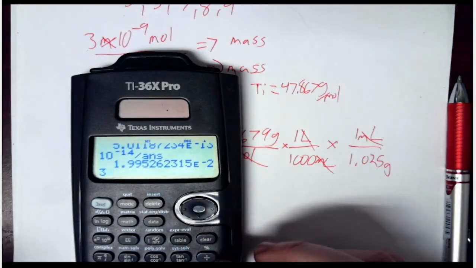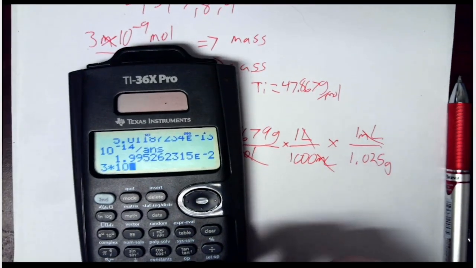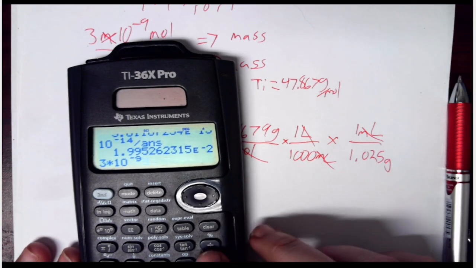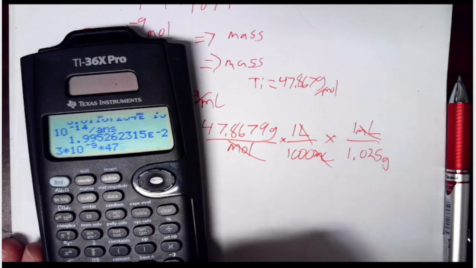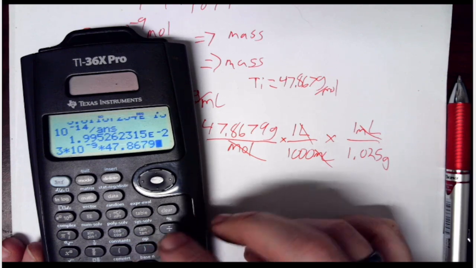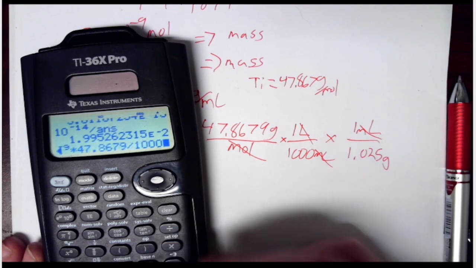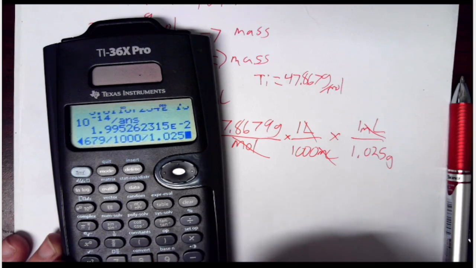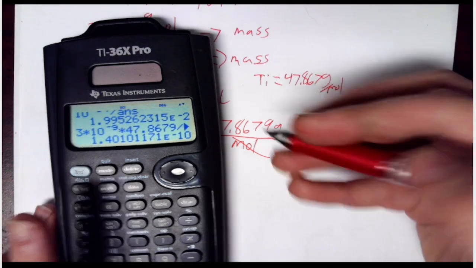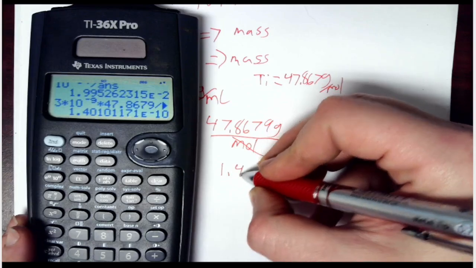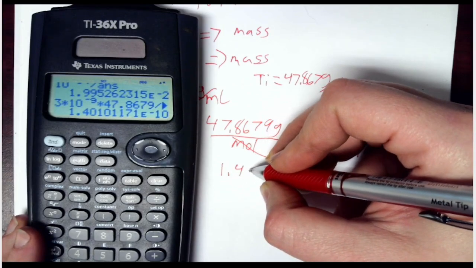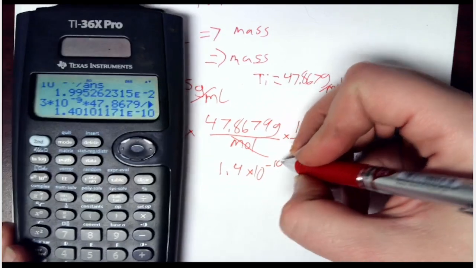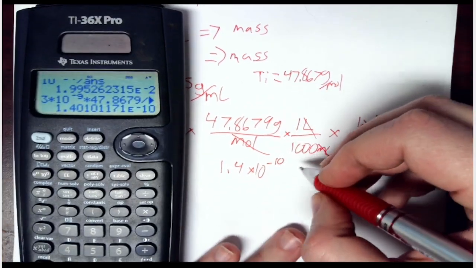3 times 10 to the negative 9, times 47.8679, divided by 1,000, divided by 1025. And this gives me something like 1.4 times 10 to the negative 10th grams per gram.